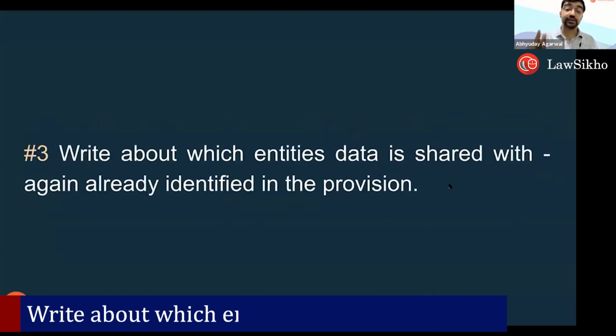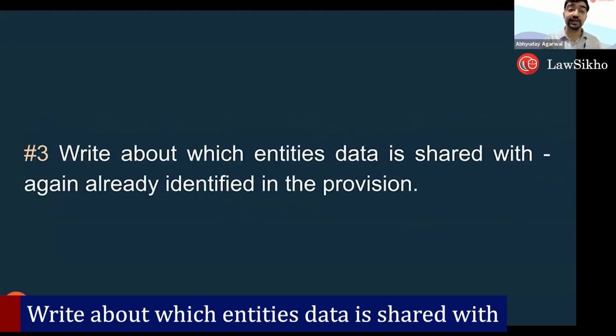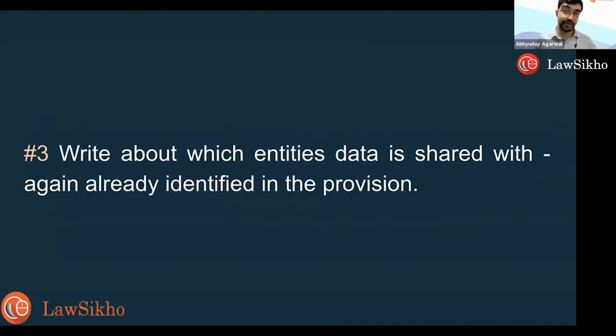Okay. Next, write about which entities data is going to be shared with, because you remember they have integrations. They are going to allow Facebook to share your data. They are going to allow you to share your data with your friends, right? Now, you can't say that by sharing on Facebook, I gave the consent. You have to write it in the policy. The action is not okay to take consent. Okay. You have to tell them before.